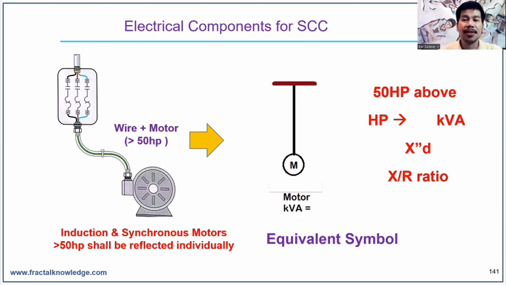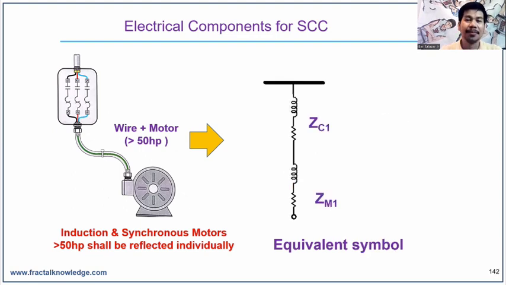Another data you need is the subtransient reactance X"D, and it's not 16.7 anymore. And the X/R ratio, it's not 10 anymore. But we will never use it in residential. We will encounter it in commercial and industrial, so please allow me to present it so that I will not repeat it again. Okay? Here's the equivalent impedance diagram. The wire feeding the motor is included, let's say ZZ1, and the motor, let's say ZM1.